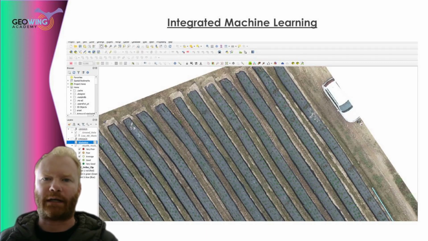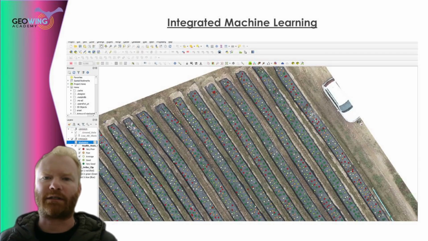So here we have a strawberry patch, and after running the GeoWing Academy machine learning algorithm over it, we have managed to detect the strawberries themselves very well. As you can see, each individual point here has a different color demarcation that is relevant to the plant's health. So red obviously being in very poor health and dark green being in very good health.